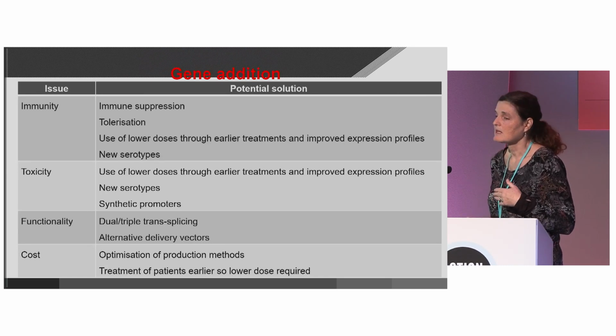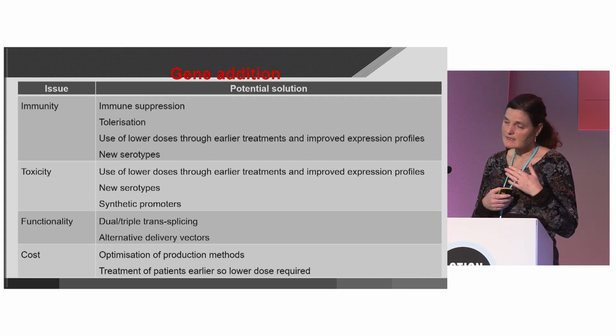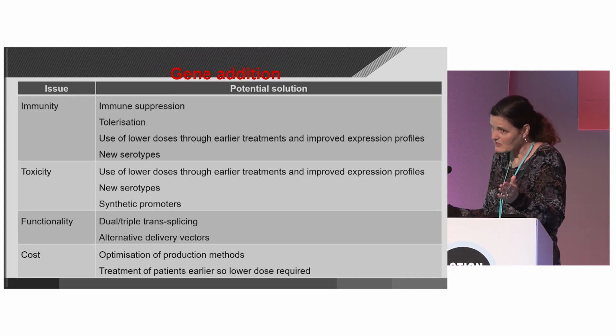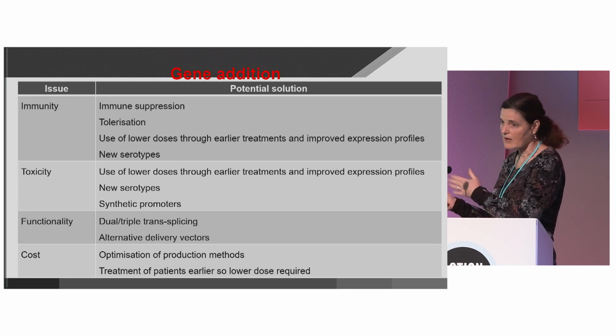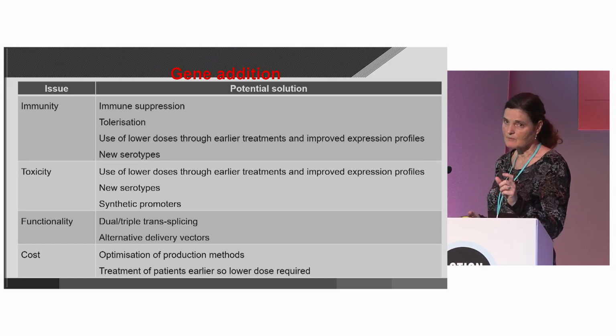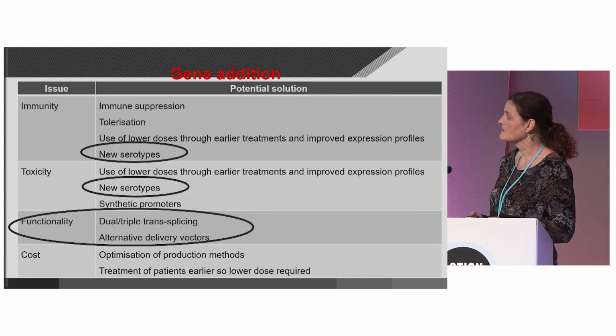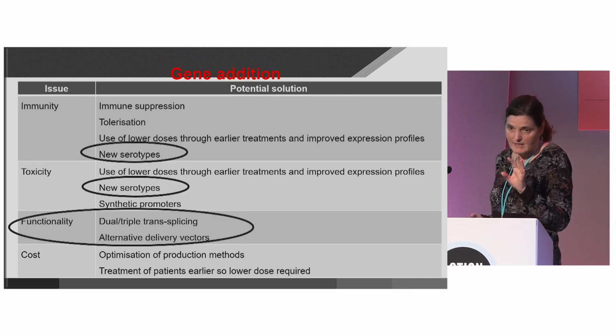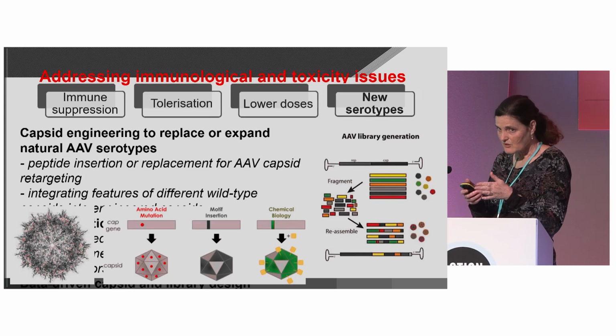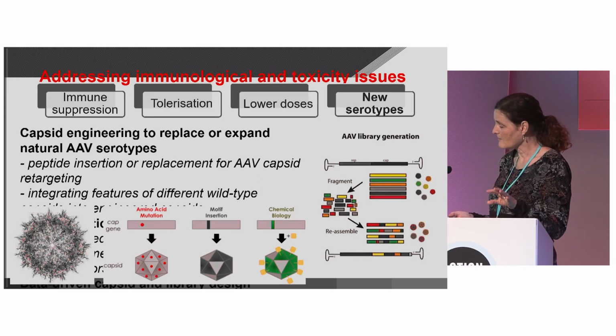And ideally, we would have expression of the microdystrophin in the muscle and not anywhere else, so we can use synthetic promoters. And there are companies looking at developing those. The protein isn't as functional because it's a microdystrophin, and I'll go through how we can improve that. So these are things I'm going to concentrate on.